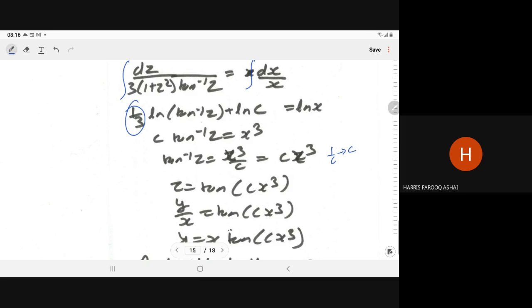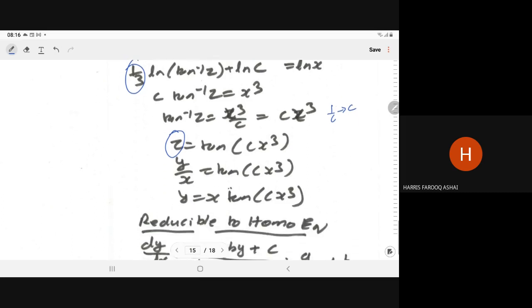And what is z? Initially we have assumed z is equal to y upon x. So it will give you y is equal to x tan of c x cube. So this is the required solution. So you have seen here that the given differential equation is of order 1, degree 1. So here we have one arbitrary constant, where c is the arbitrary constant. So it is good practice if you write below the solution that c is an arbitrary constant, though it is not always necessary.